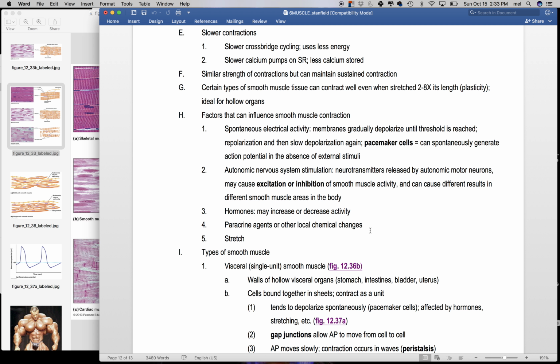And then paracrine agents, your stomach actually releases different paracrine agents when it's empty than it does when it's full. And the ones that it releases when it's full will make it contract, and the ones it releases when it's empty will actually inhibit contraction. And then the last thing is that stretch alone can be a motivation for smooth muscle contraction. So your stomach is full and it's stretched in the wall, and that stretch can actually cause contraction.